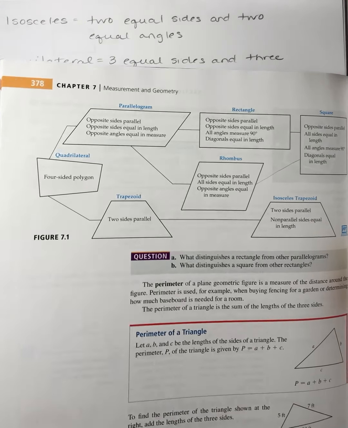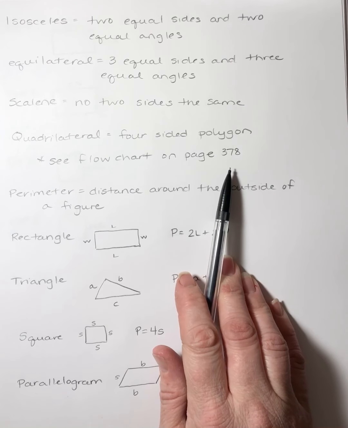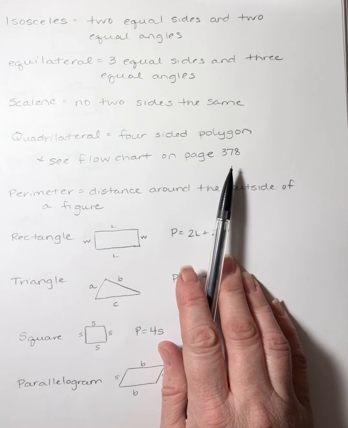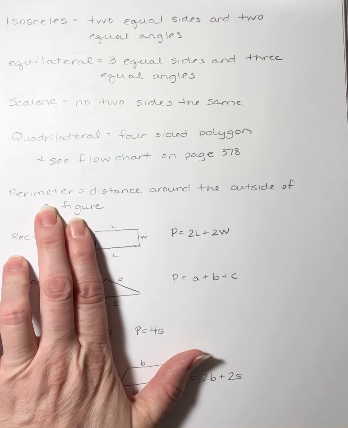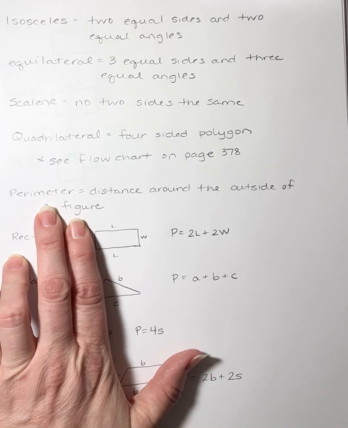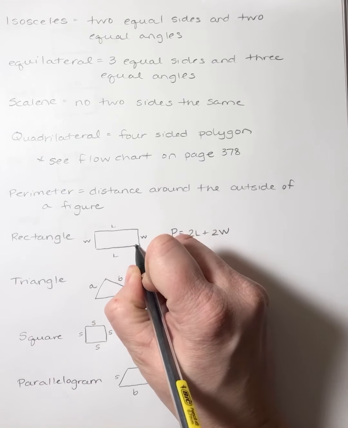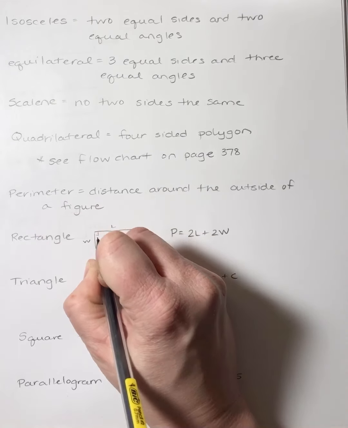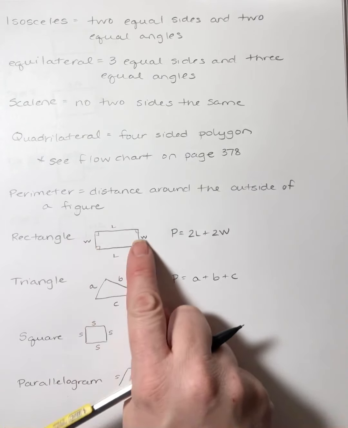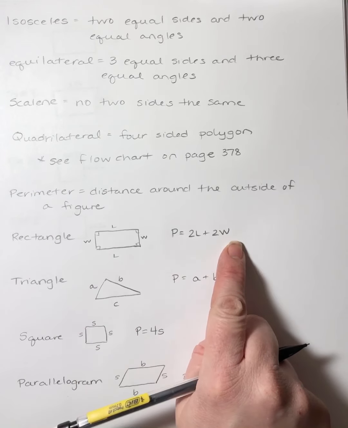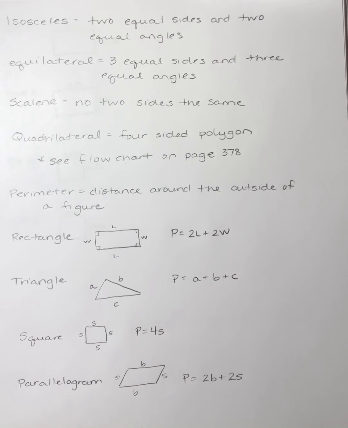So we're going to go back to my written out notes here. Okay, again, that quadrilateral flowchart is on page 378. Then we get into the definition of perimeter. Perimeter is the distance around the outside of a figure. So we have a rectangle. Opposite sides are congruent. We have 4 90-degree angles. I labeled my sides length and width, so I'd have W plus L plus W plus L. So to simplify that, the perimeter is equal to 2 lengths plus 2 widths. Whether you use this formula or whether you add the 4 sides together, it does not matter. You're going to get the same answer.